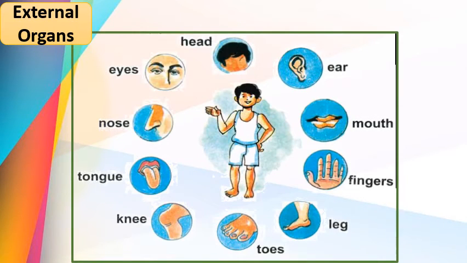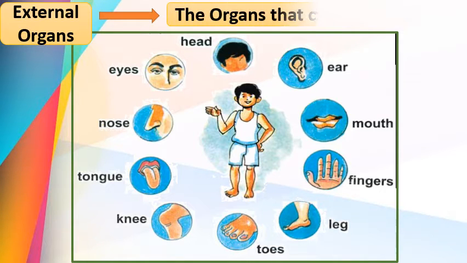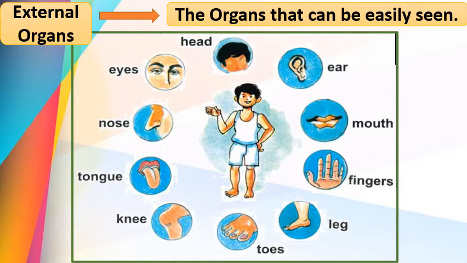External organs. Here we can see so many body parts which we can see from outside. Means the organs that can be easily seen from the outside are called external organs. Like this: head, ear, mouth, fingers, leg, toes, knee, tongue, nose, eyes, etc. We can see them from outside, isn't it? So they are called external organs. Okay.